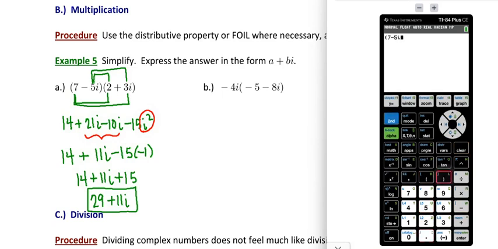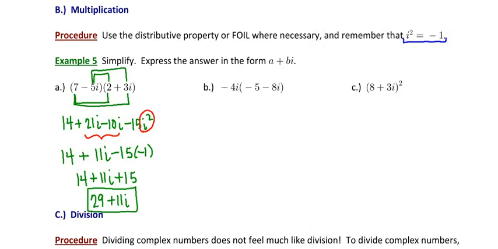Remember, second decimal picks up the i on your calculator, times 2 plus 3i. The calculator does the FOIL and reports the answer in standard form, 29 plus 11i. That's good to know, right? Let's try our next example.